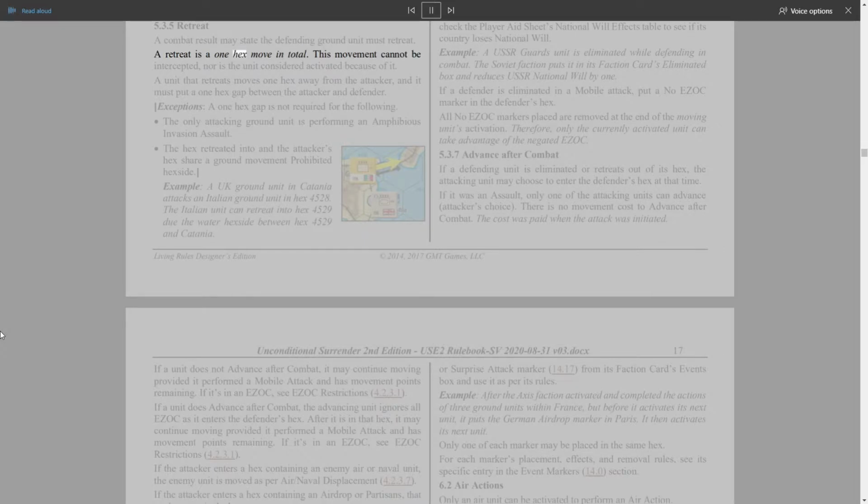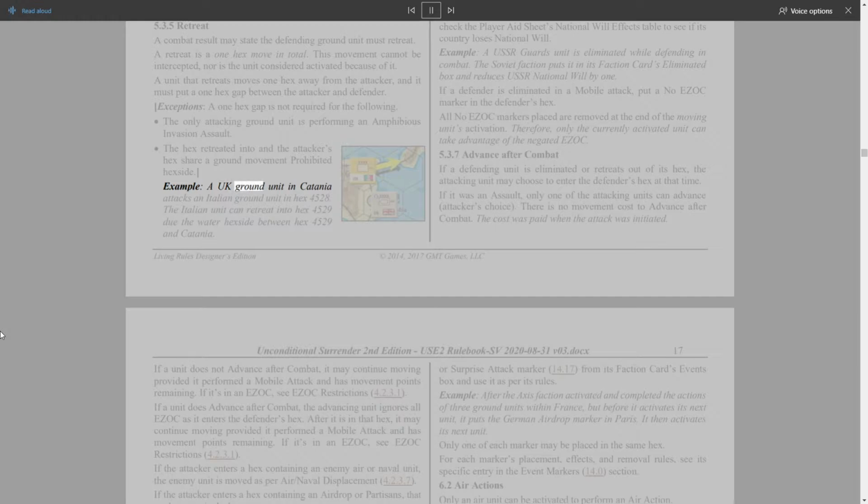A retreat is a 1 hex move in total. This movement cannot be intercepted, nor is the unit considered activated because of it. A unit that retreats moves 1 hex away from the attacker, and it must put a 1 hex gap between the attacker and defender. Exceptions. A 1 hex gap is not required for the following. The only attacking ground unit is performing an amphibious invasion assault. The hex retreated into and the attacker's hex share a ground movement prohibited hexside.